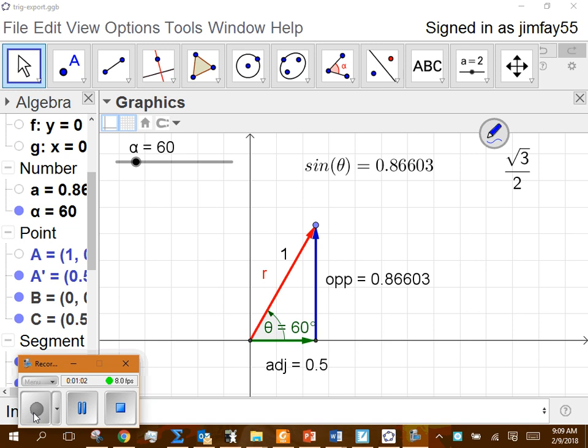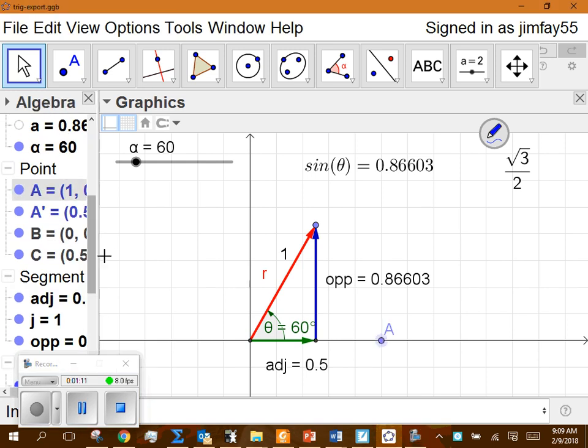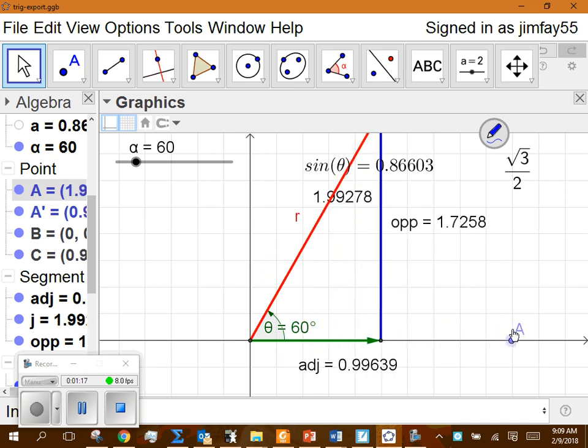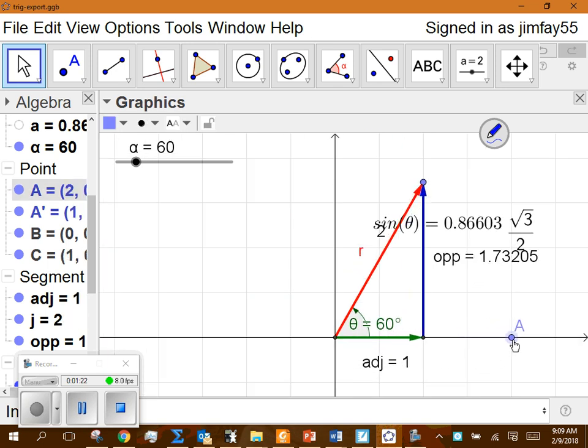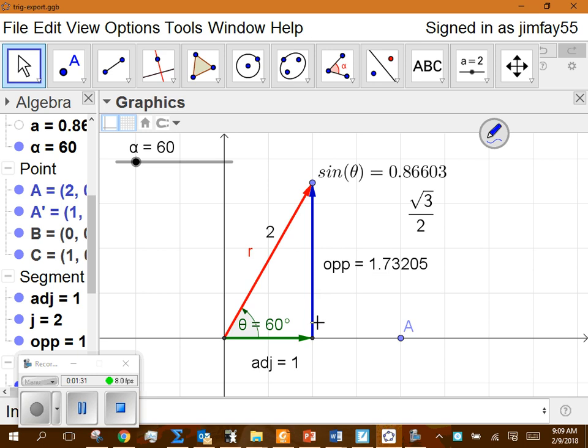Okay. Now, maybe we're more comfortable with making that R value grow to exactly 2. There we go. Make that R value grow to 2, and now you're seeing that when I deal with the sine of 60, it is the opposite value, that's a radical 3 right there, divided by the hypotenuse, which is a 2. So I do get that radical 3 over 2. Does that make sense? Okay.